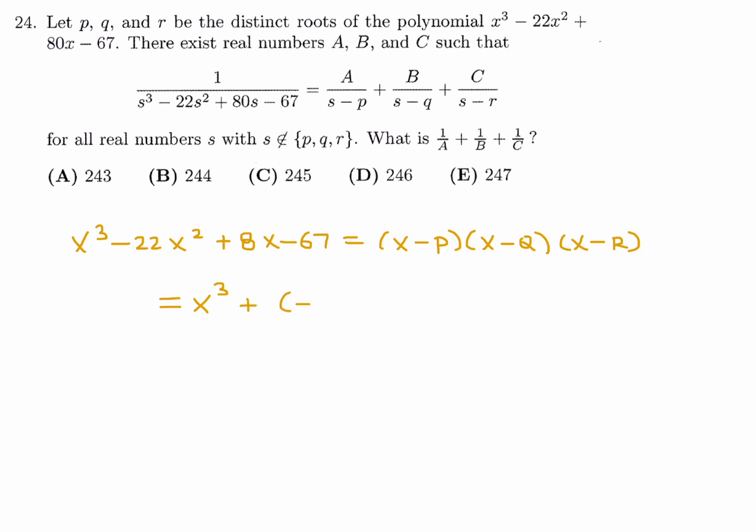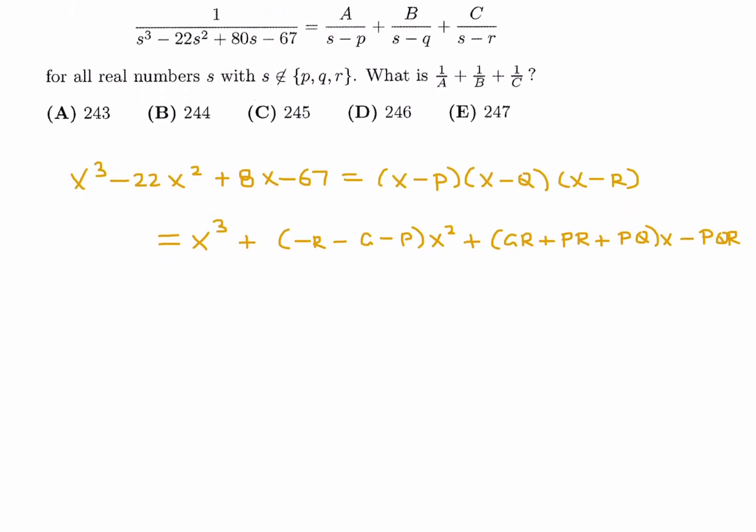It's going to be x to the power 3 minus r minus g minus p x squared plus gr plus pr plus pq x minus pqr. So that is what you get when you expand this whole thing and collect like terms. Okay, so we can always come back to that later. It's just good to have that in case we need it later on in the question.